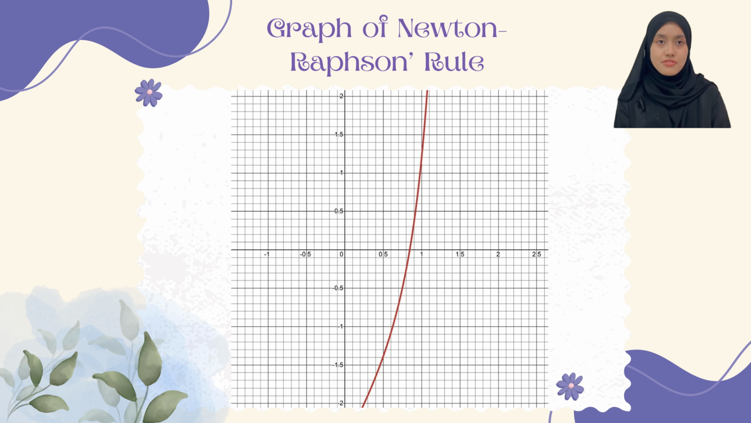Then we apply the Newton-Raphson formula step by step: x(n+1) equals xn minus f(xn) over f'(xn). From the calculations shown earlier, we can see that the values of x start to converge. After several iterations, the results stabilize around 0.845222, meaning that is the estimated root of the function.